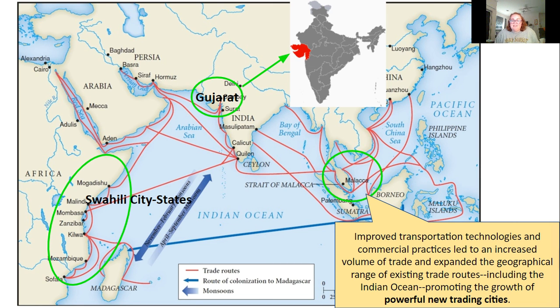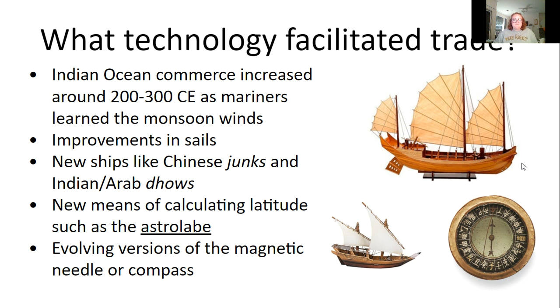volume of trade, and it shortened the globe, meaning that the geographical range of trade routes, including the Indian Ocean, promoted a growth of powerful new trading cities. When we watched the video of the Srivijaya, this is one of the reasons why they were able to grow in such prominence. So, what technology facilitated this?